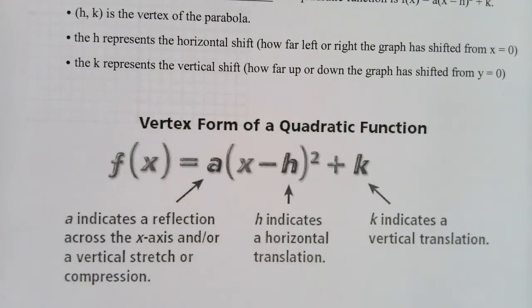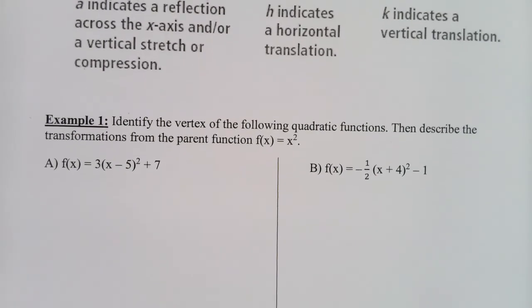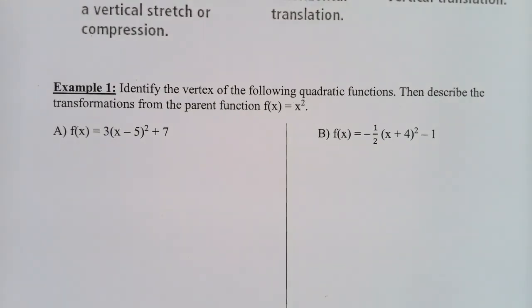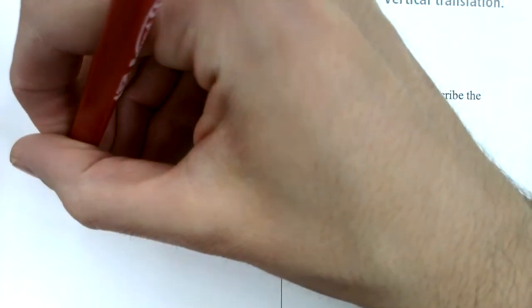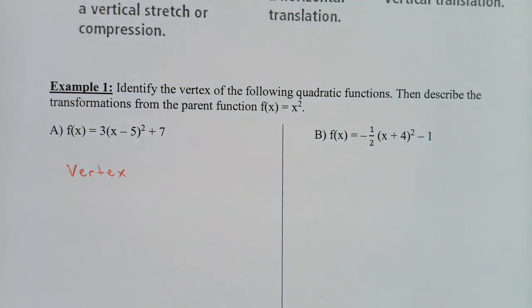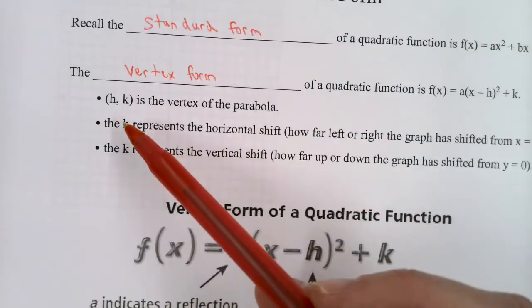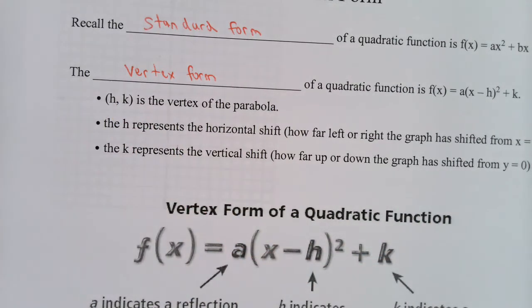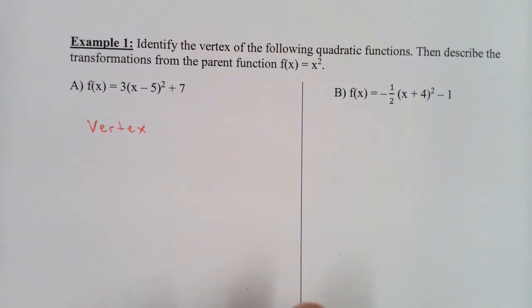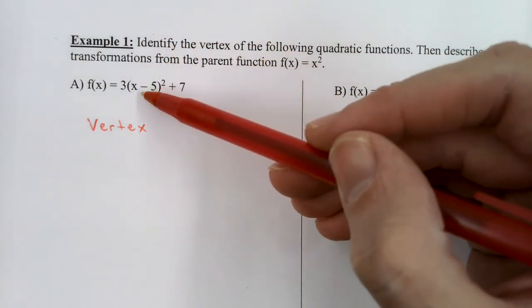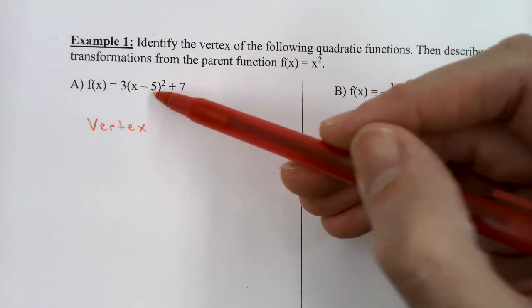Okay, so let's do a couple examples before we start graphing. Example 1, A and B. First, identify the vertex, and then describe the transformations from the parent function f of x equals x squared. So first, let's identify the vertex. Again, the vertex is represented by h comma k. So in this case, the vertex is going to be 5, not negative 5. That's the vertex right there, 5 comma 7.